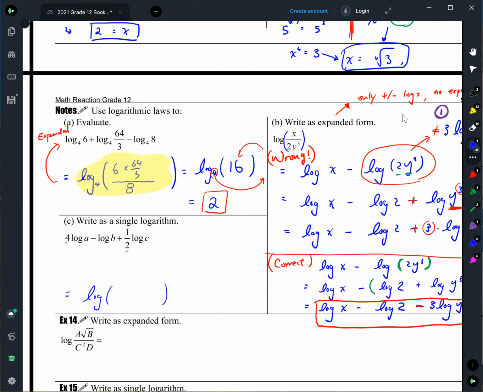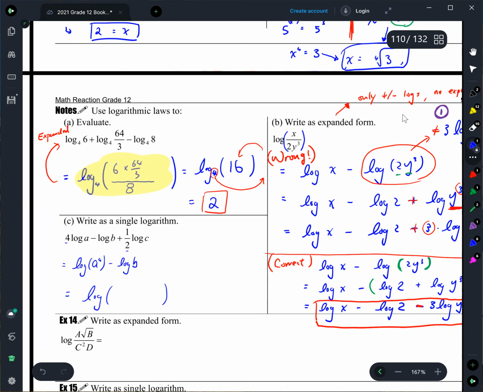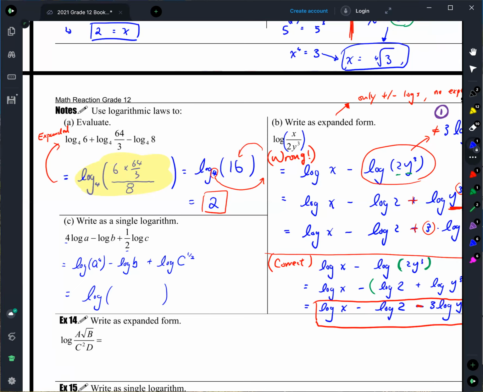Your first thing is the 4 will go back up, become A to the 4. Minus log B, that one doesn't do anything. The 1/2 will also go back up to C. So log C to the half. Any questions so far? So our first step that we did is just to put all the exponents back.